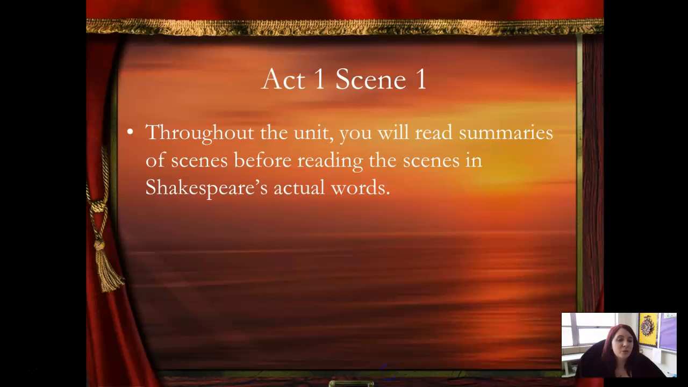So throughout this unit, we're going to read summaries before we actually read or watch any of the Shakespeare, so we can get an idea of what we're looking at, because obviously Shakespeare's language is a little bit hard to understand. So we're going to get a summary of it before we actually listen to how it's read through his words.